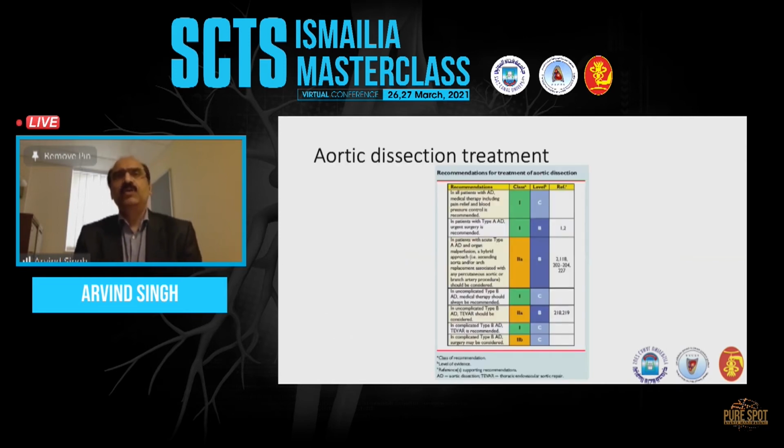Aortic dissection: we all know type A aortic dissection has to be treated with emergency surgery. What is changing gradually is the management of type B aortic dissection, whereas the hallmark of type B dissection management still remains control of blood pressure. I am expecting that in the next few years we will have some specific guideline as to which of the type B aortic dissections should be intervened upon sooner rather than later.